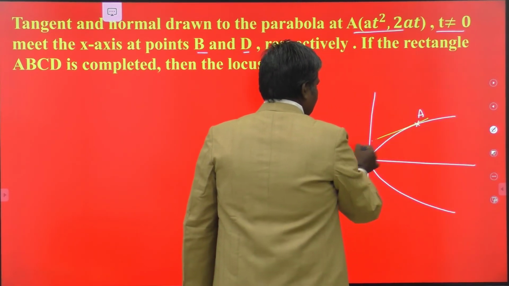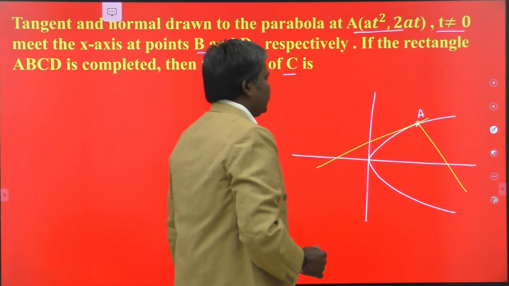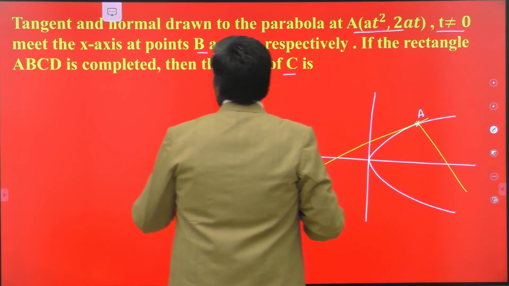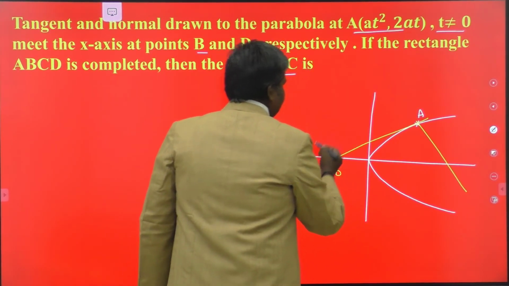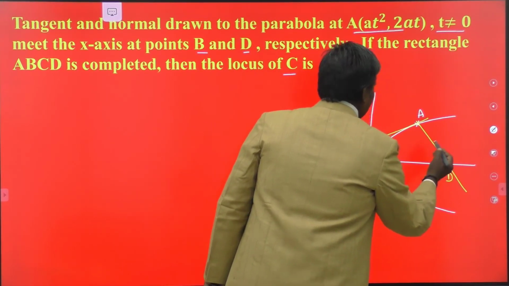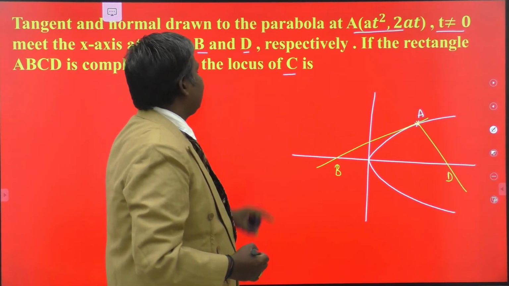This is the tangent at A to the parabola. This is the normal at the same point A to the parabola. They meet the x-axis at B and D. So the tangent meets the x-axis at B, and the normal meets the x-axis at D. And what are they preparing? They prepare a rectangle ABCD.